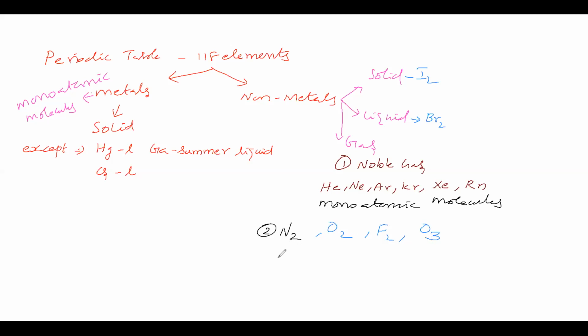In the nitrogen family, phosphorus is there. Phosphorus comes under tetraatomic molecules, and that is a solid. Then in the oxygen family, there is sulfur. Sulfur comes under octaatomic molecules.